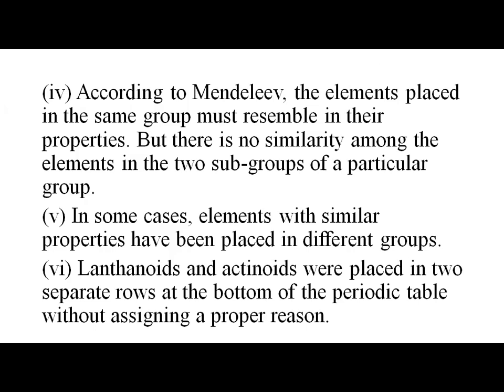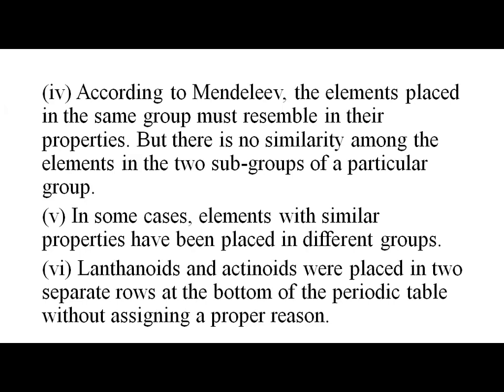Elements in the same group should show similarity, but there was not similarity among the elements in two subgroups of a particular group. Each group had a subgroup. I'll show Mendeleev's periodic table. There should be similarity, but in some cases there was no similarity. In some cases, elements with similar properties were placed in different groups.